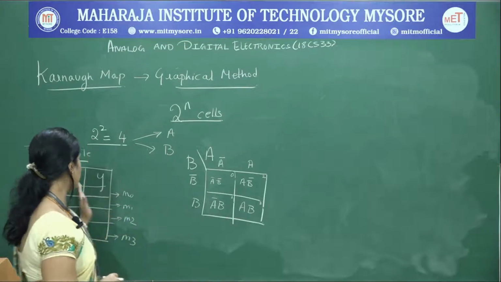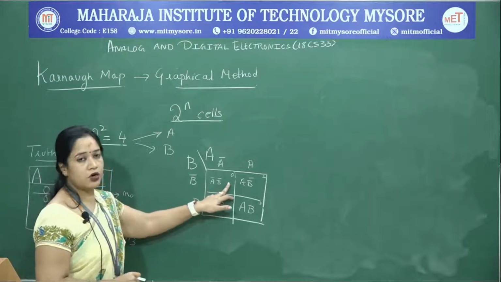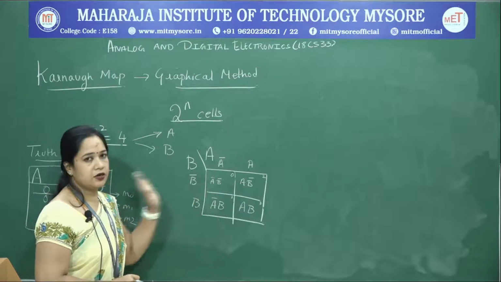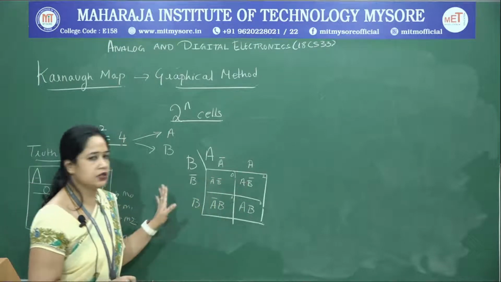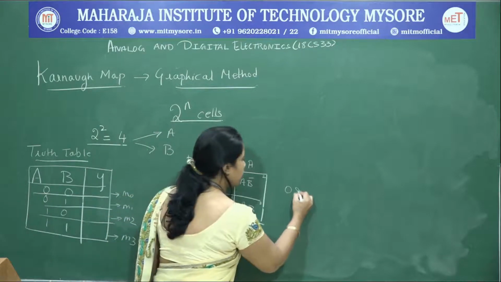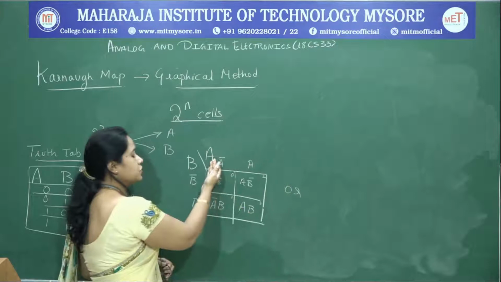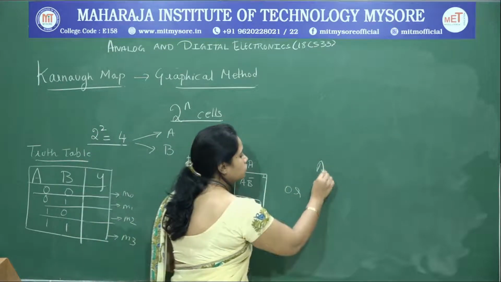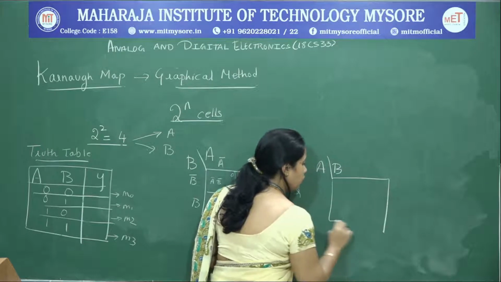Based on what terms are present in your Boolean expression, make the corresponding entry as 1 and the remaining entries as 0. We will take up how to make entries into this table later. Otherwise, you have one more way of representing this table. I can interchange the positions of A and B. You can write the K map this way also.